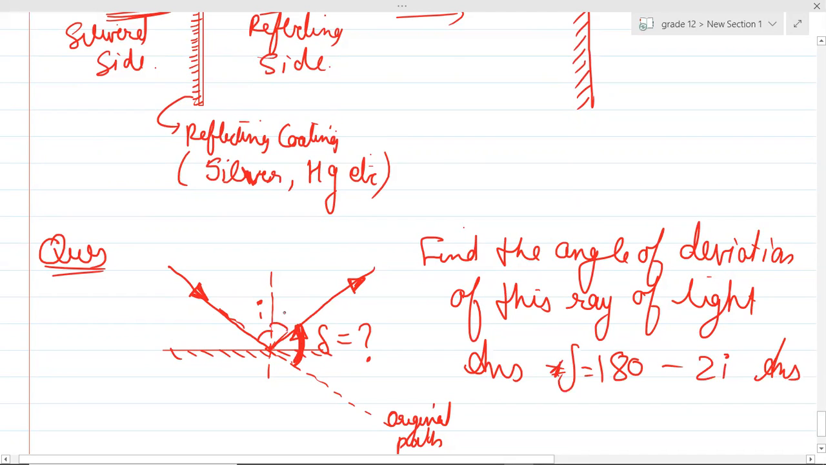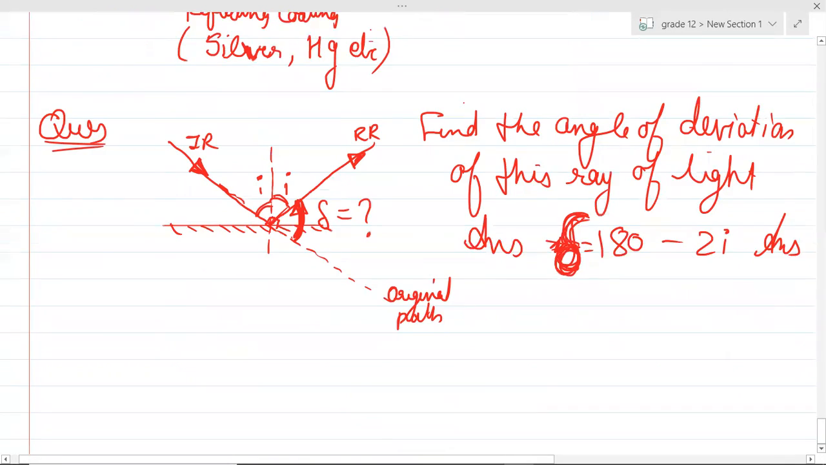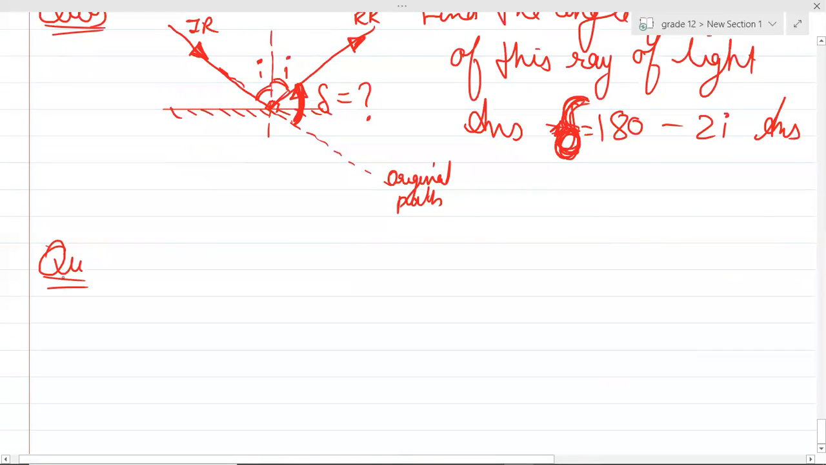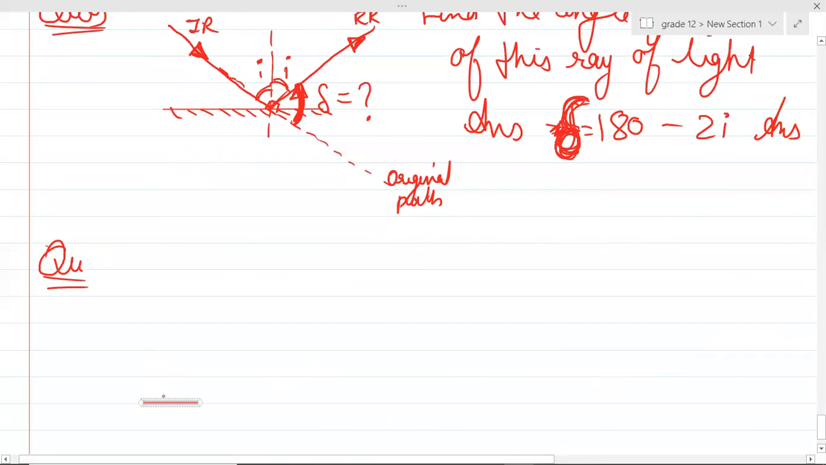Why 180 minus 2i? Because this angle will also be equal to i. Angle of incidence is equal to angle of reflection, and this complete angle is 180 degrees. So whenever a light ray gets reflected back from the mirror, the deviation produced is 180 minus 2i. It is denoted by the small delta. Is this clear? Yes, sir. Okay. Next question. Suppose there is a mirror.